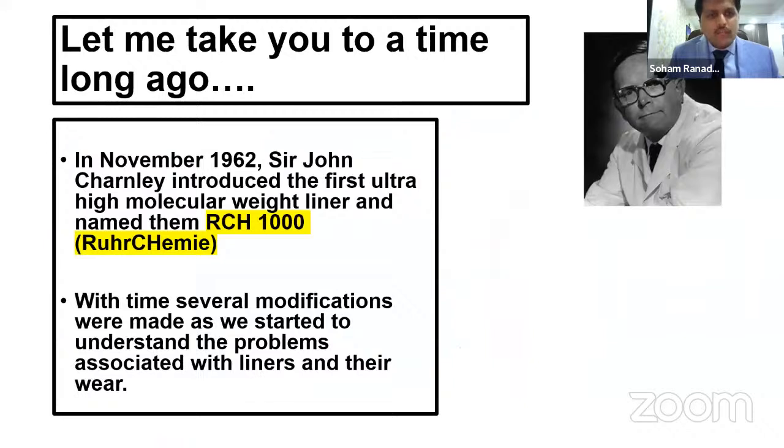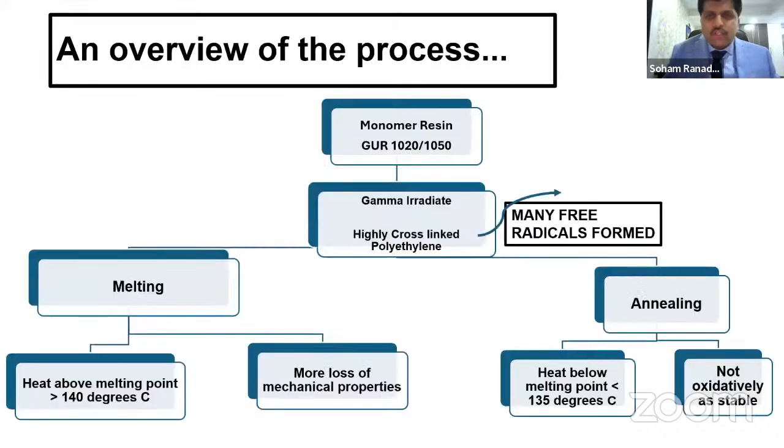Let me take you to a time long ago when Sir John Charnley first introduced ultra high molecular weight polyethylene. He named it RCH1000 after Ruhr Chemie, where it was discovered. With due course of time, several modifications have been added to this, and now we know an overview of this process in which it is a monomer resin, so to say.